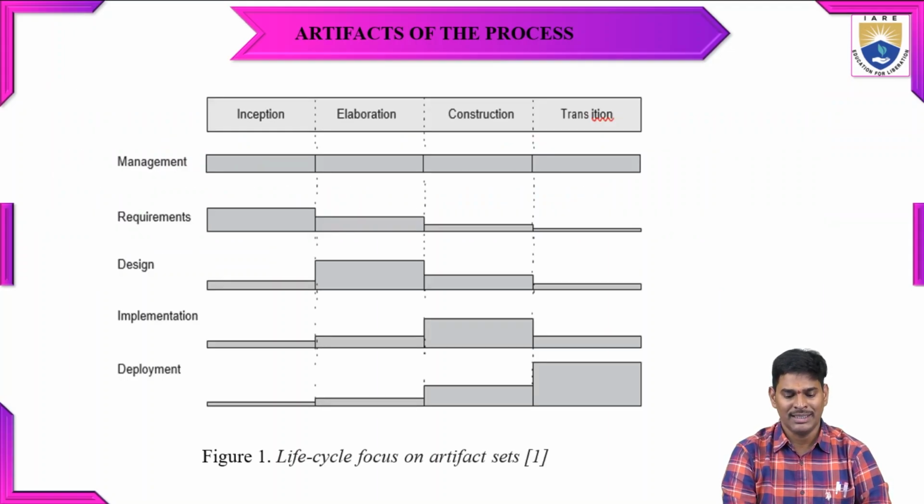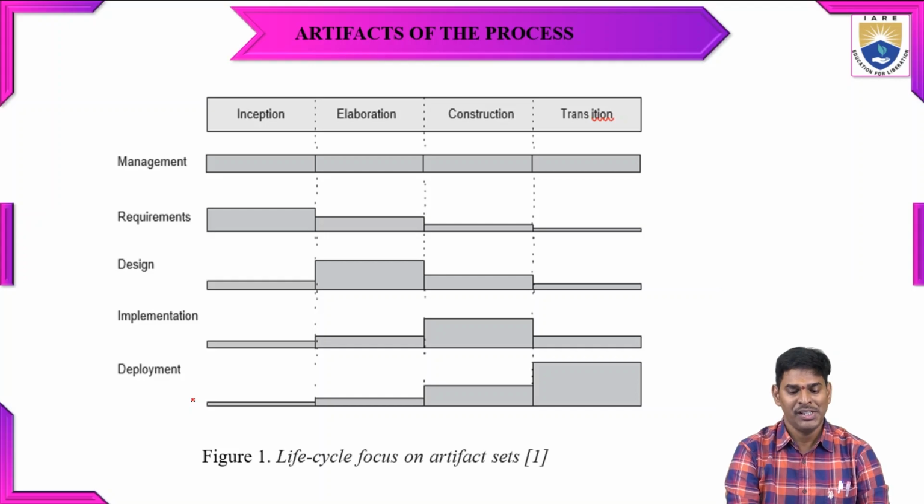So here in this diagram we have the five sets: management, requirement, design, implementation, and deployment sets. Okay, so we know that the life cycle phases are divided into four types. One is inception, another is elaboration, the next are construction and transition. Now here the question is: what is the main focus of the life cycle for the artifact sets?